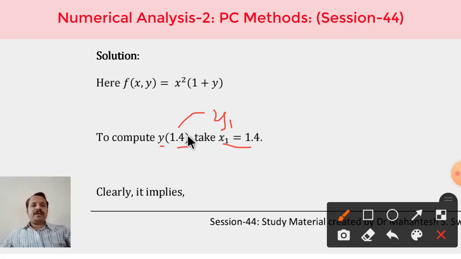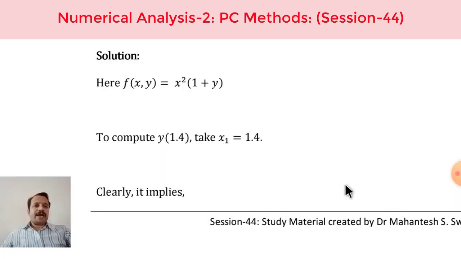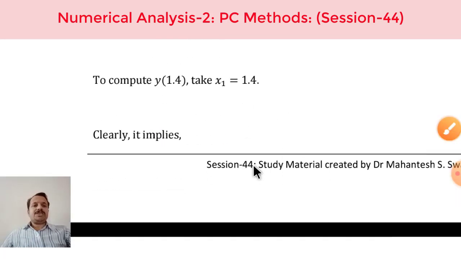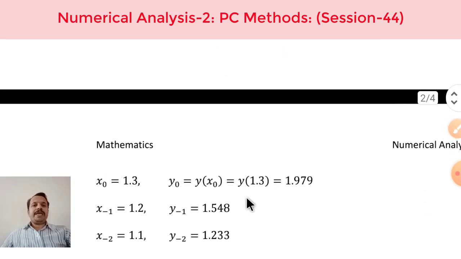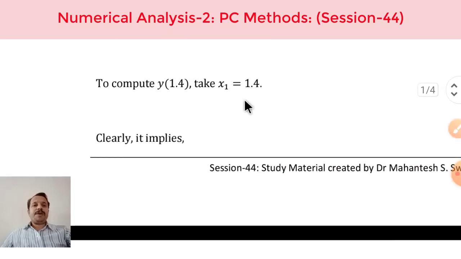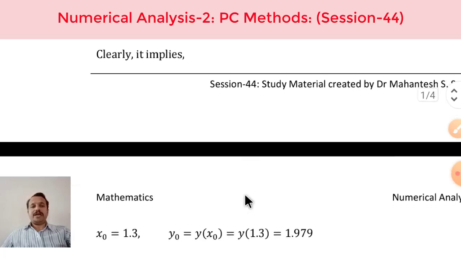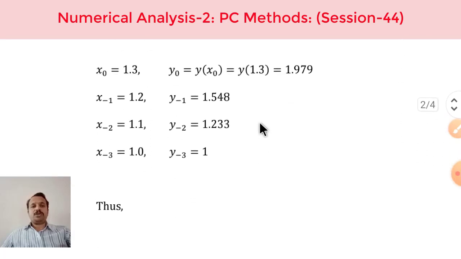So when we take this as y1, this point must be taken as x1. So 1.4 is the value of x1. So it implies that x naught is previous to this 1.4. If 1.4 is x1, previous to 1.4 there is 1.3, previous to that 1.2 is there, 1.1 is there, 1.0 is there. So they have to be taken as x0, x minus 1, x minus 2, x minus 3, like that. So that's what I have shown over here, you can observe.